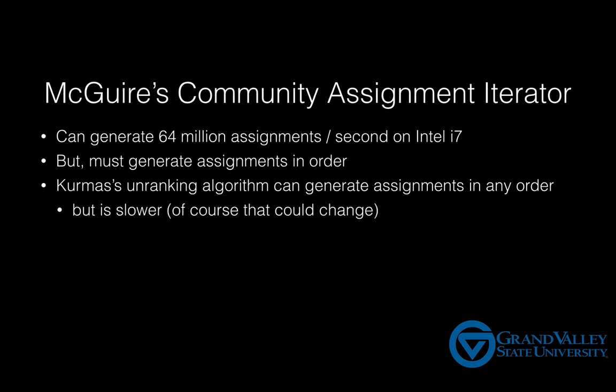But it's considerably slower. Of course, that could change as we work on both algorithms, but for right now, McGuire's algorithm is about 16 times faster. We'll present this unranking algorithm in a separate video.